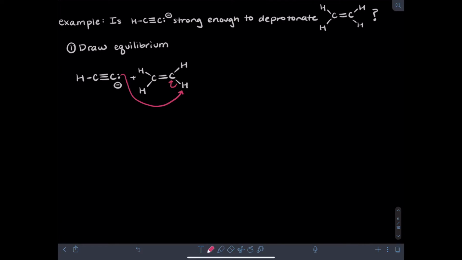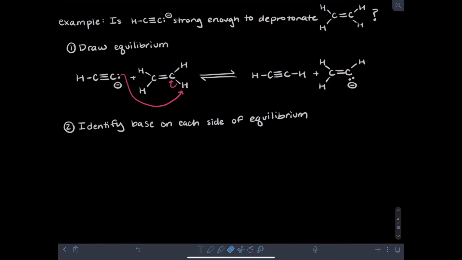I'm using the lone pair from my base to deprotonate a carbon-hydrogen bond of my alkene. This gives me an alkyne, which now has CH bonds on either side of the triple bond, and I have an anionic molecule with a carbon-carbon double bond. The next thing you'll want to do is identify the base on either side of the equilibrium. My base is the anionic molecule with the carbon-carbon triple bond, and my conjugate base is the anionic molecule with the carbon-carbon double bond.